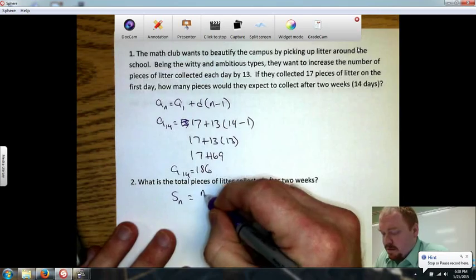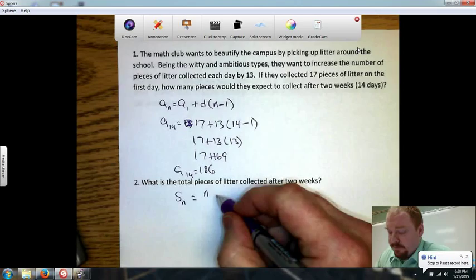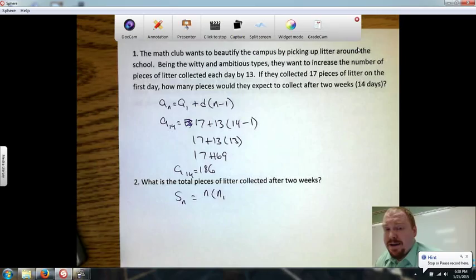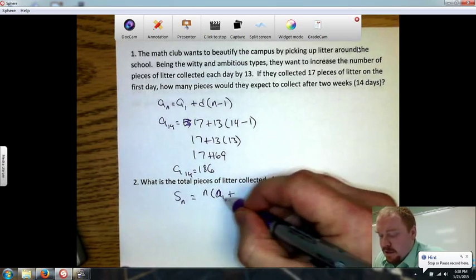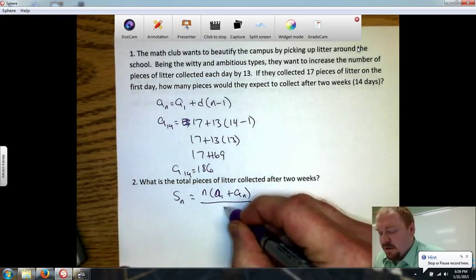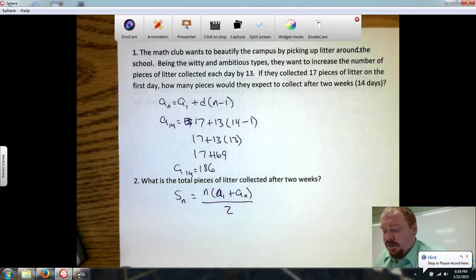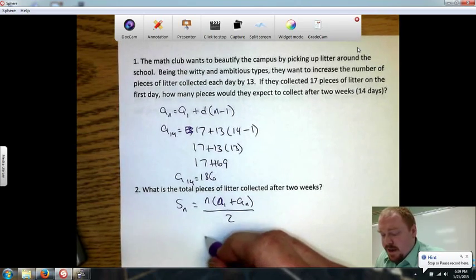Okay? The number of places that you're going to add, times the first amount plus the last amount, divided by 2. Now, in this case, I want to know after 14 days. So in this case, I know that n is 14.